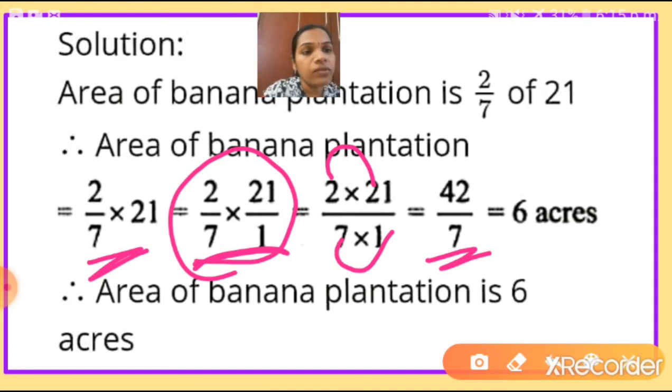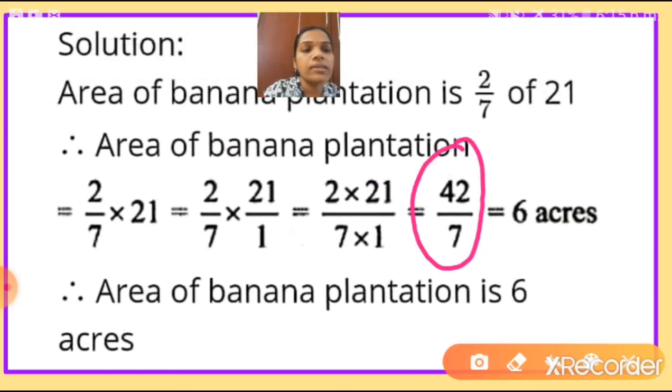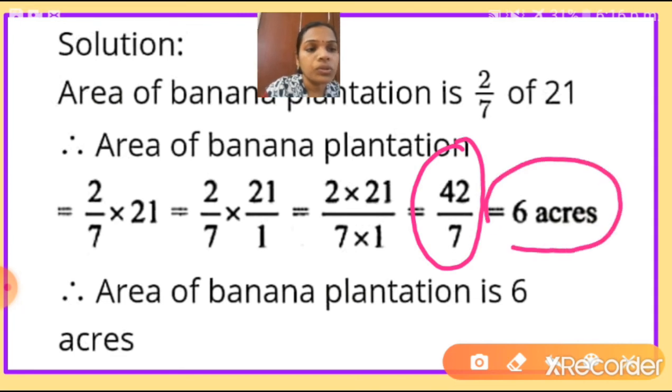21 twos are 42, upon 7 ones are 7. So see here, 42 upon 7. This is your answer. 42 divided by 7, what will come? Yes, 7 sixes are 42. So 6 acres. Understood, children? So the area of the banana plantation is 6 acres.